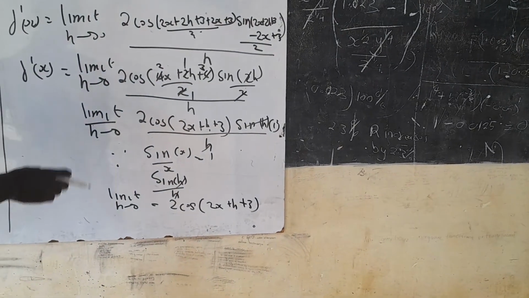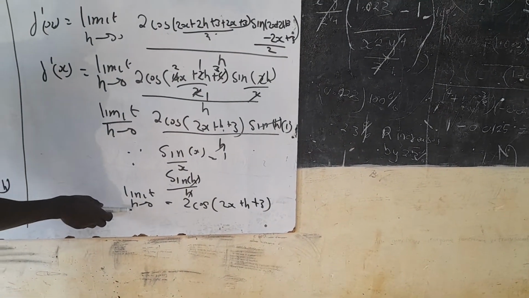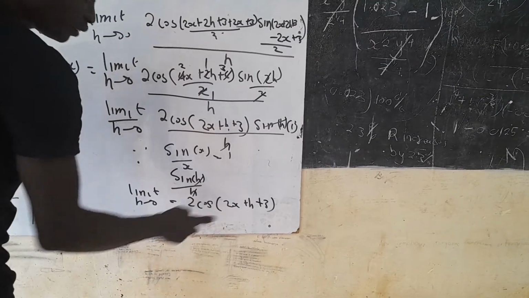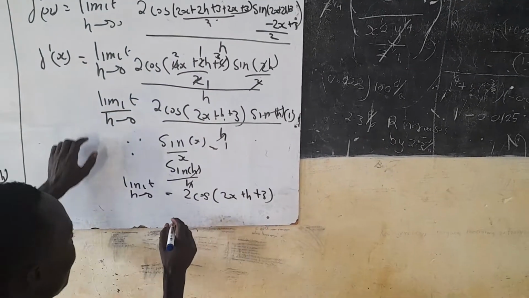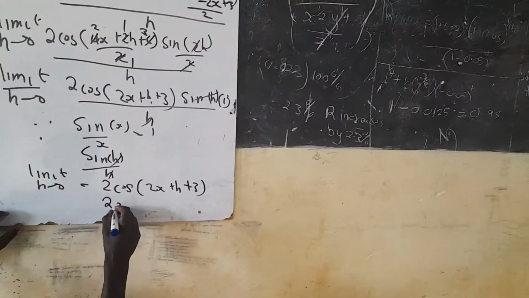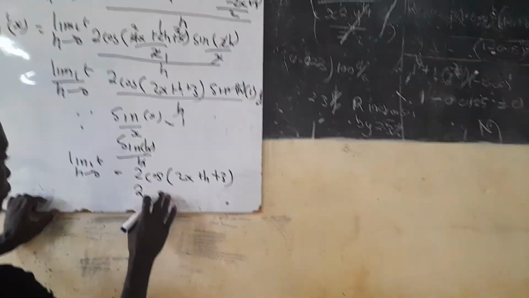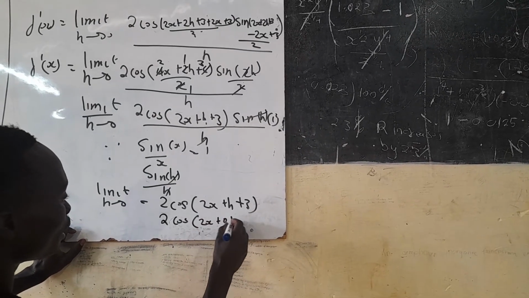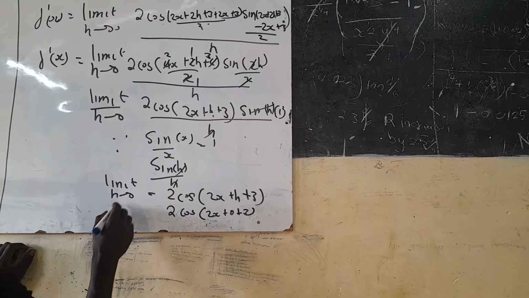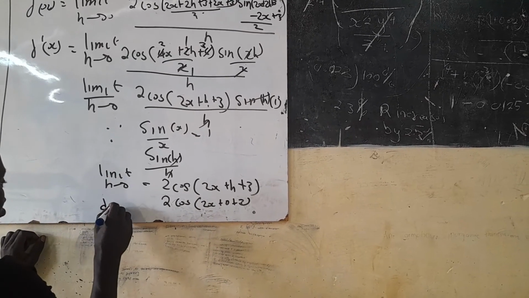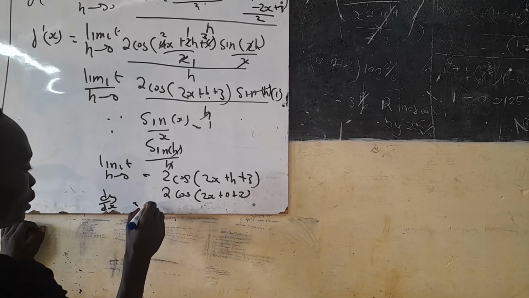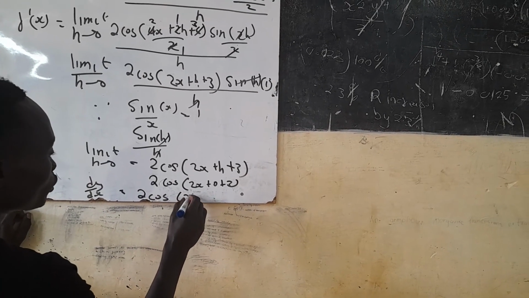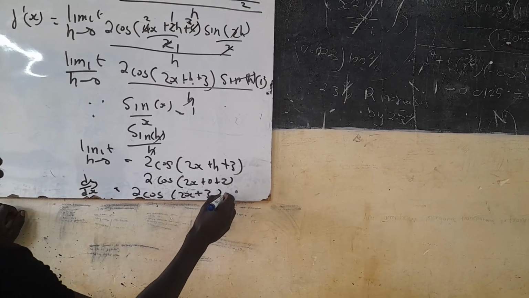Now you are going to use the limit. So you will say that if h is equal to 0, so when there is h, you will replace it with 0, such that now your final answer will be 2 cos of (2x + 0 + 3). So the differential of that, which is dy/dx, will be 2 cos of (2x + 3). That is our answer.